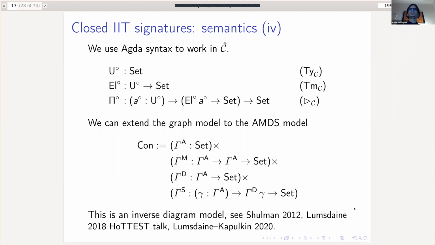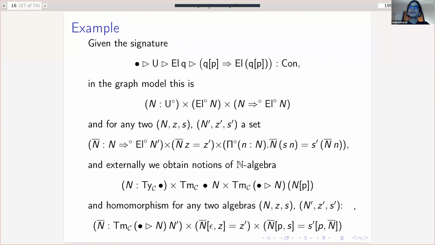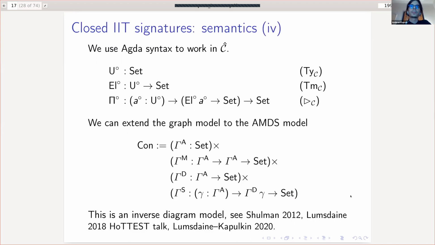And with this, I can already describe what it means that a model of type theory supports constructors for the signature, and also the recursion principle, or the recursor. And I can extend this graph model to the AMDS model. So in the AMDS model, I don't only have algebras and morphisms, but also displayed algebras and sections.